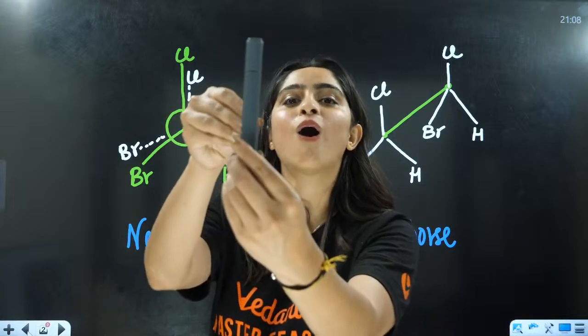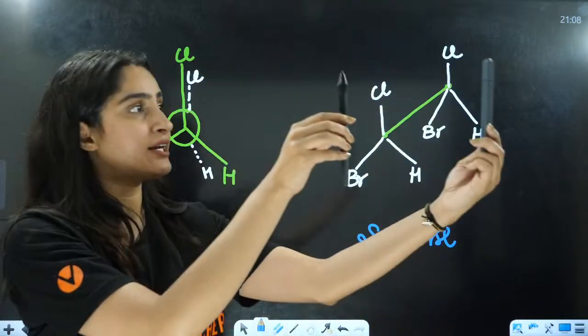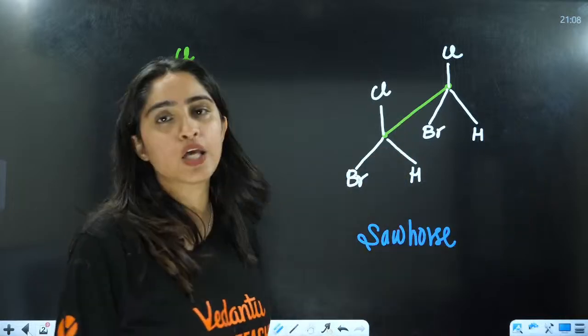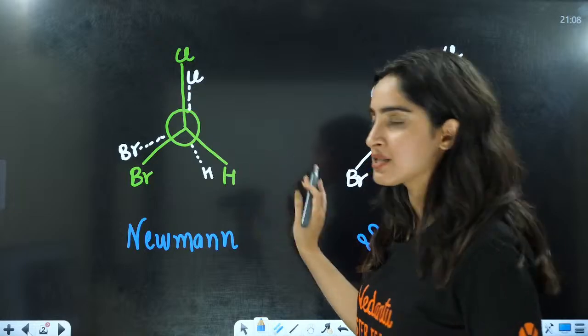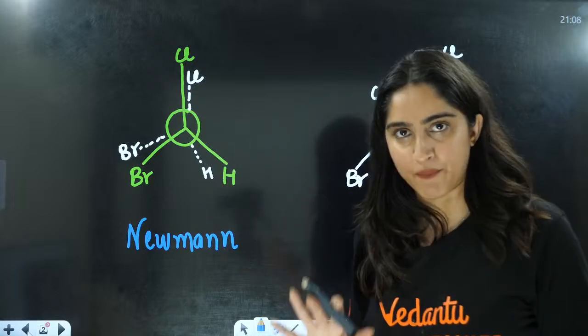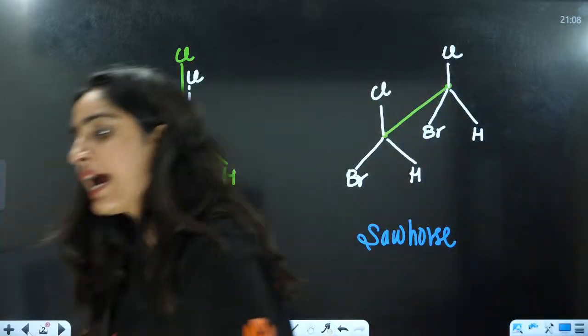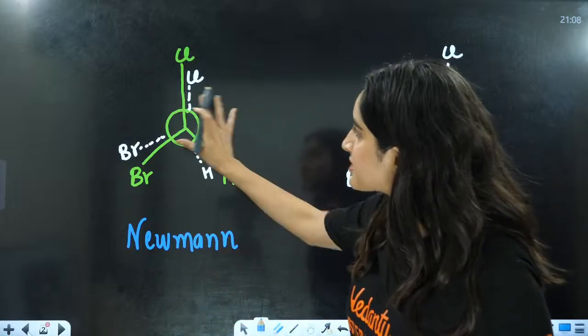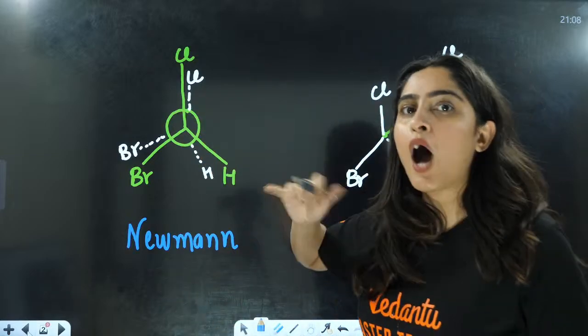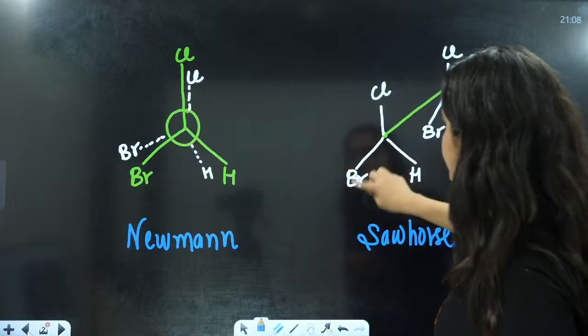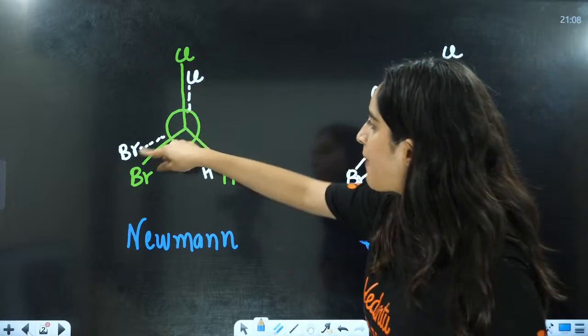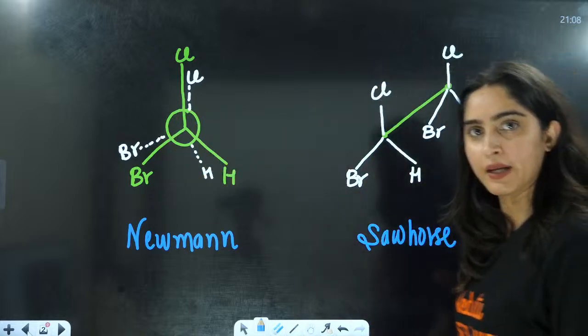Now this is called Newman's, and if I write it like this, this will be Sawhorse, right? And in these two projections, the molecules are the same. It's just that there is a difference in how we see it. This is the Newman's projection, this is the Y here, and this is the backside Y, right?